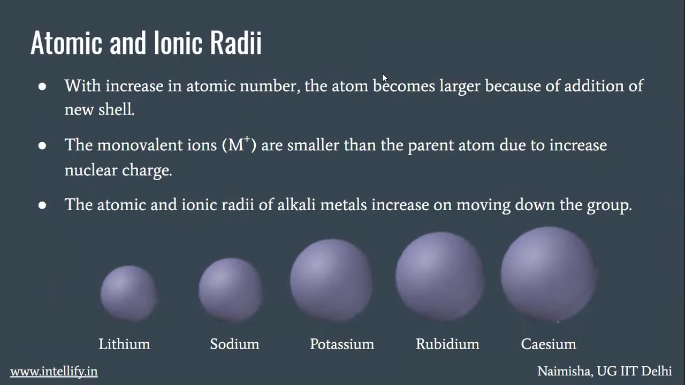With increase in atomic number, the atom becomes large due to the addition of a new shell. The monovalent ions are smaller than the parent atom due to increase in effective nuclear charge. The atomic and ionic radii of alkali metals increase on moving down the group. Here we see the sizes of alkali metals increasing as we go down the group.